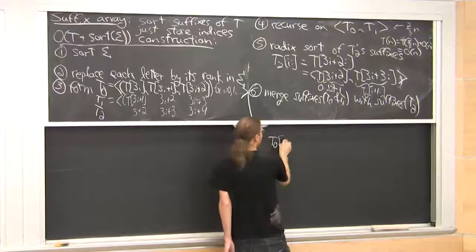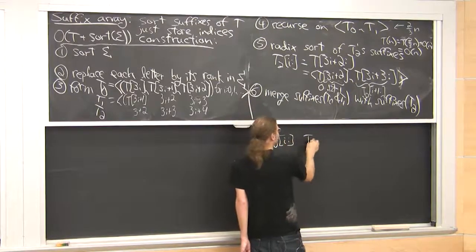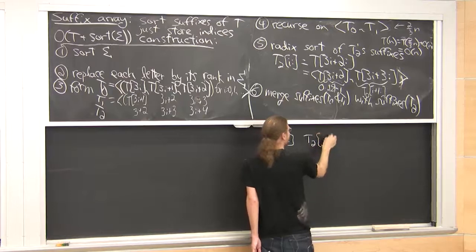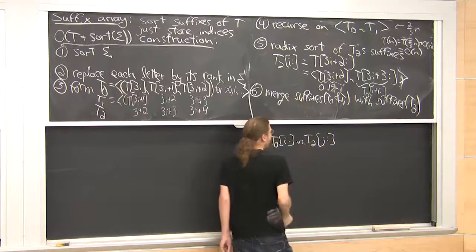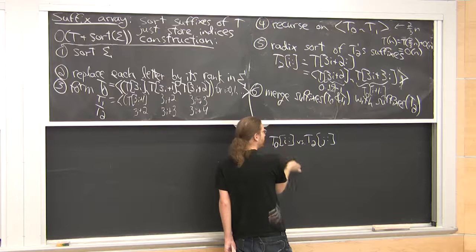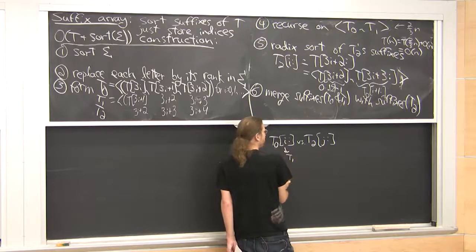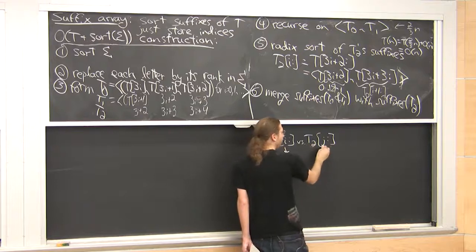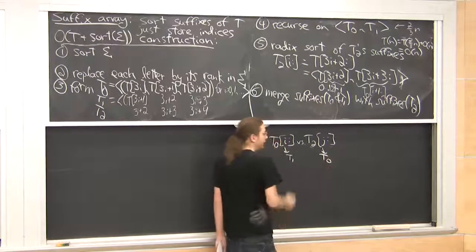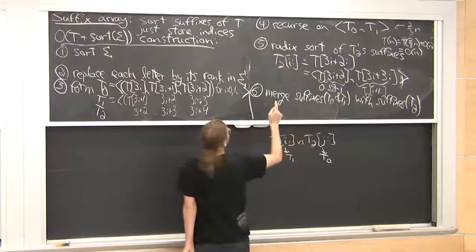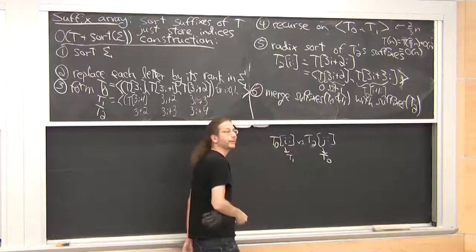So if I need to compare a T0 suffix with a T2 suffix, I strip off the first letter from this one, and it turns into a T1 suffix. It's the first character plus a T1 suffix. I strip off the first character of this one, and it turns into the first character and then a T0 suffix. And these things I know how to compare because I already sorted T0, T1.